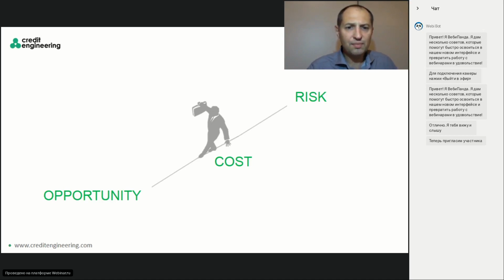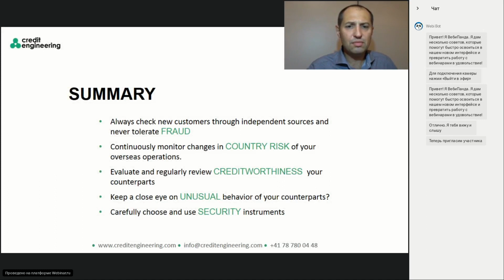So what can we do about bad debts? We always check new customers through independent sources and never tolerate fraud. We continuously monitor changes in countries, so we see the changes in the economic and political situation of countries where our customers operate. We evaluate creditworthiness and review it on a regular basis, at minimum annually. We keep a close eye on unusual behavior of our counterparts, and we carefully choose and use security instruments.